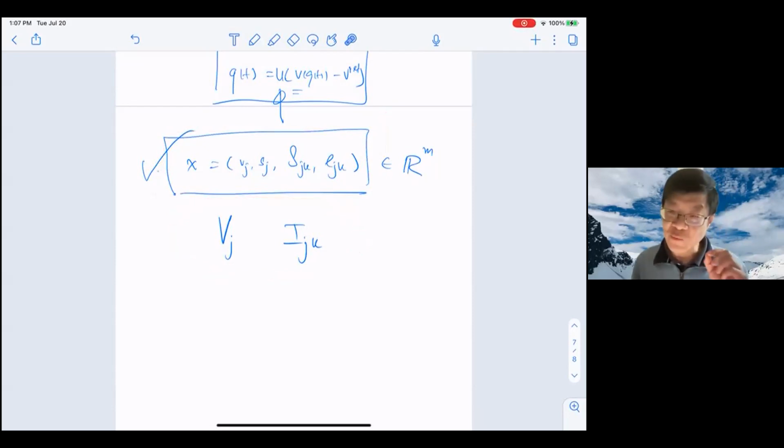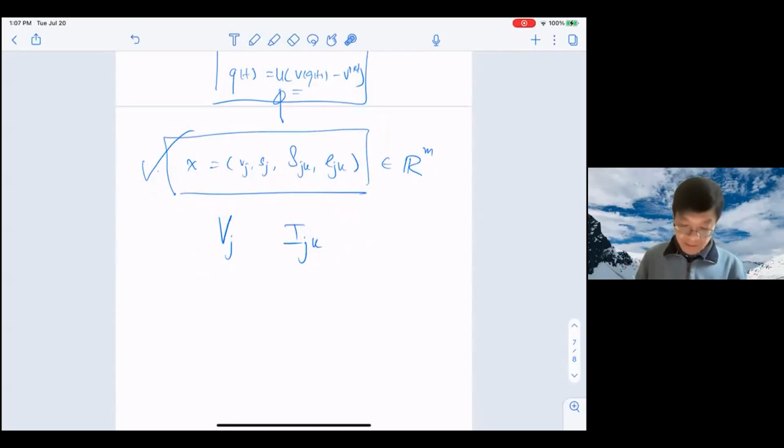We must be able to recover from X, the power flow solution, the voltage and current angle information. If we cannot, it means that the X solution we get is not a valid solution. So why can we get invalid solutions?